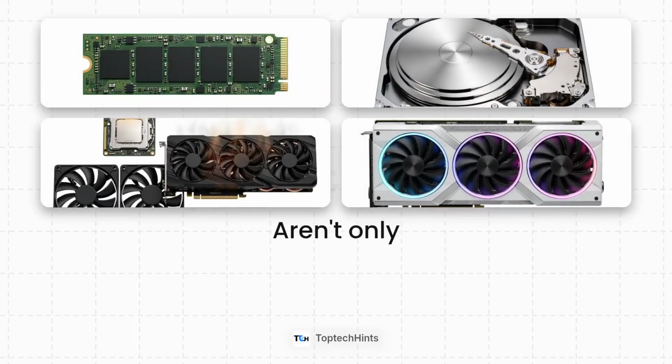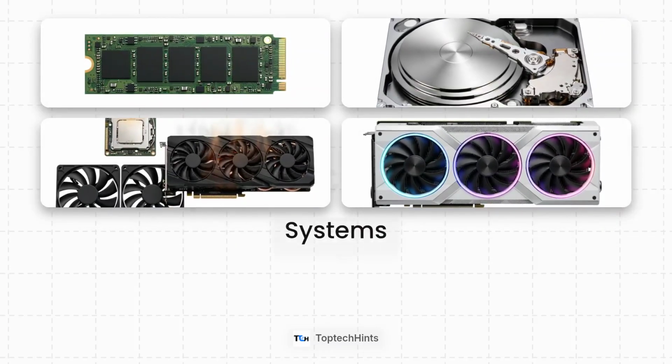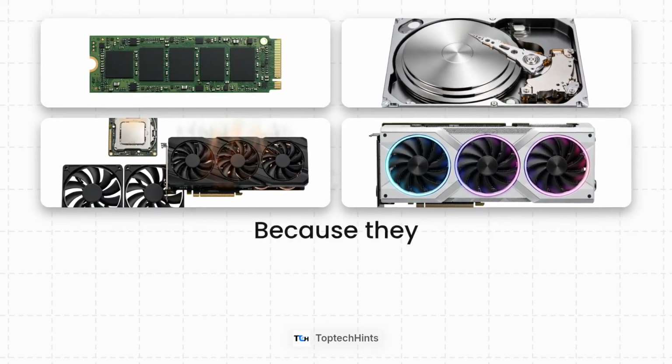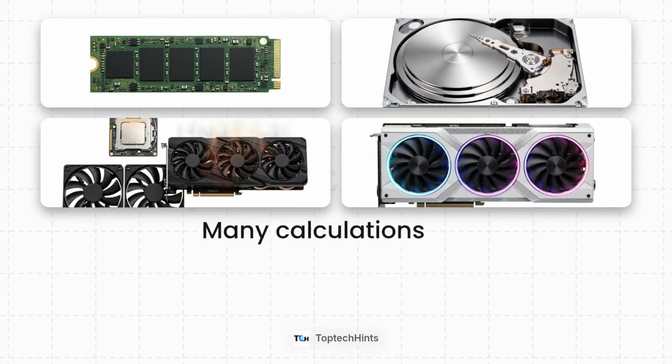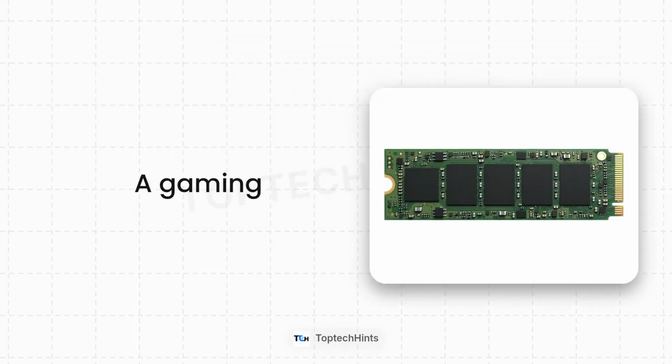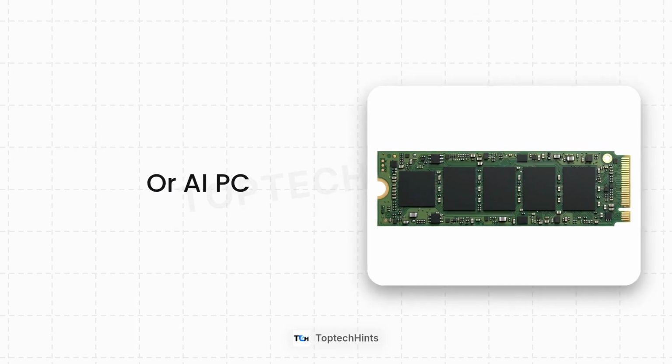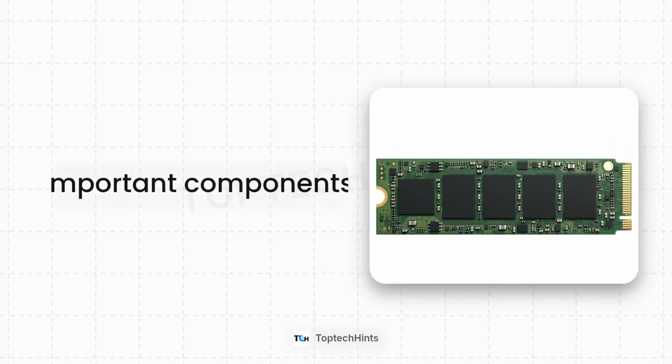But GPUs aren't only for gaming. Modern AI systems also depend heavily on GPUs because they can perform many calculations in parallel. So if you're building a gaming, editing, or AI PC, the GPU can be one of your most important components.